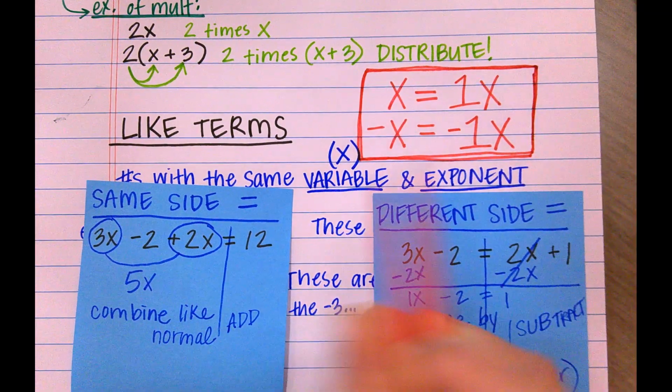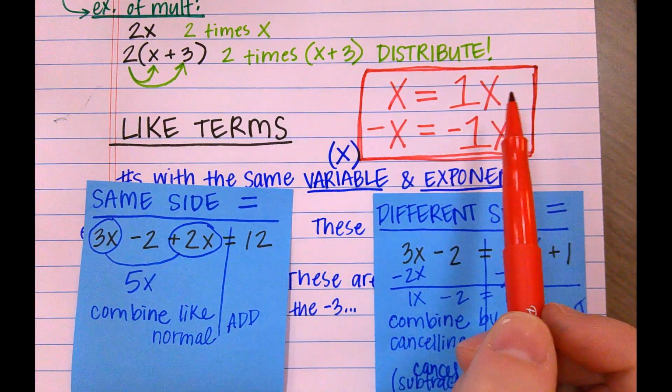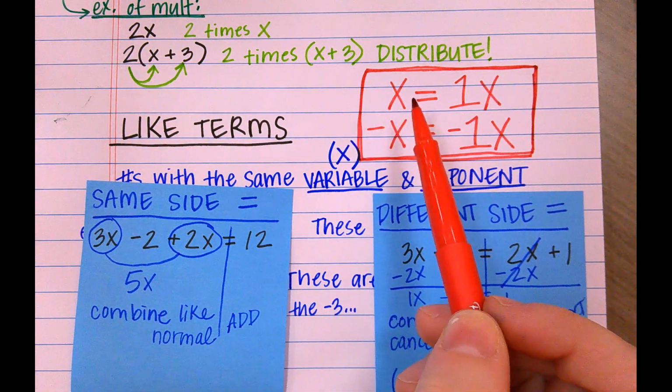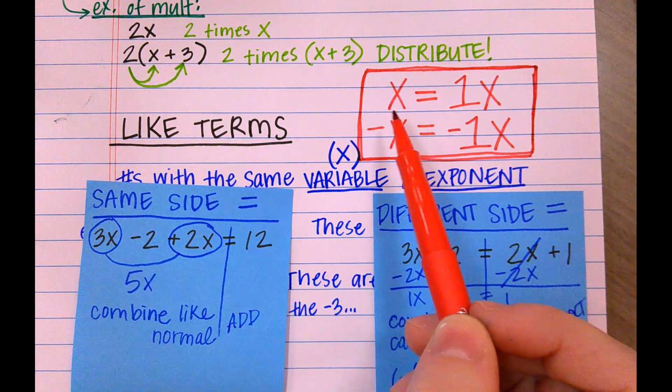Because that number just tells you how many x's there are. And if there's not a number, it's because you don't need a number to tell you. You can tell there's just one x I'm looking at.